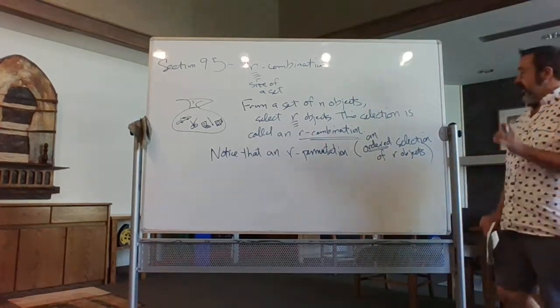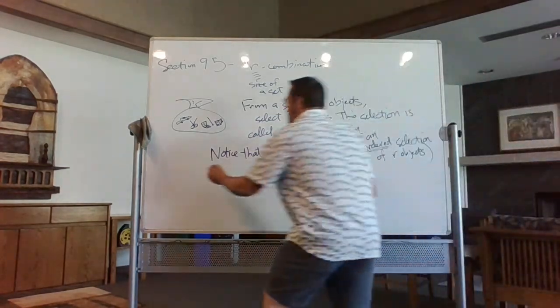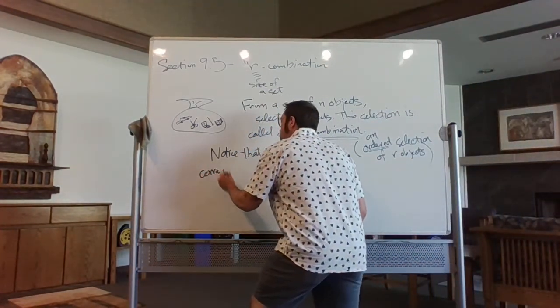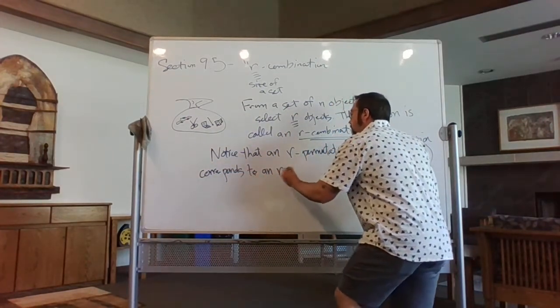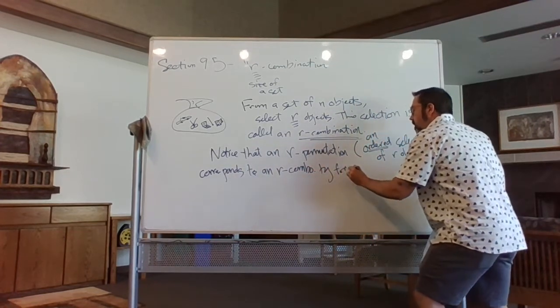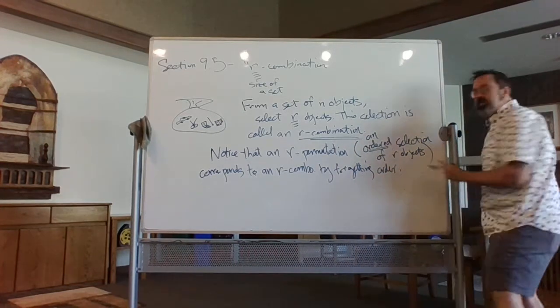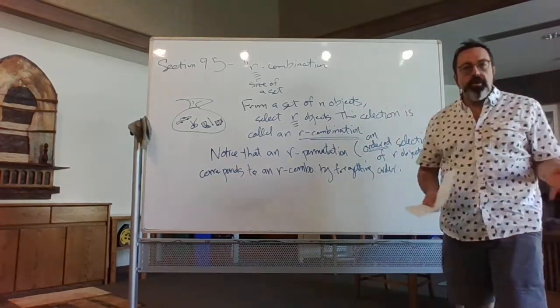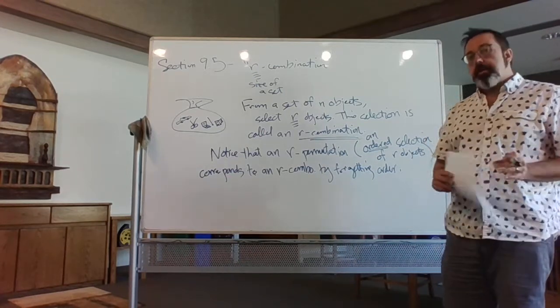Corresponds to an R combination just by forgetting about the order. Corresponds to an R combination by forgetting order. Once you have a list of your objects and you just forget about the order they appear in, so you're just looking at the set instead of the list, you get an R combination.